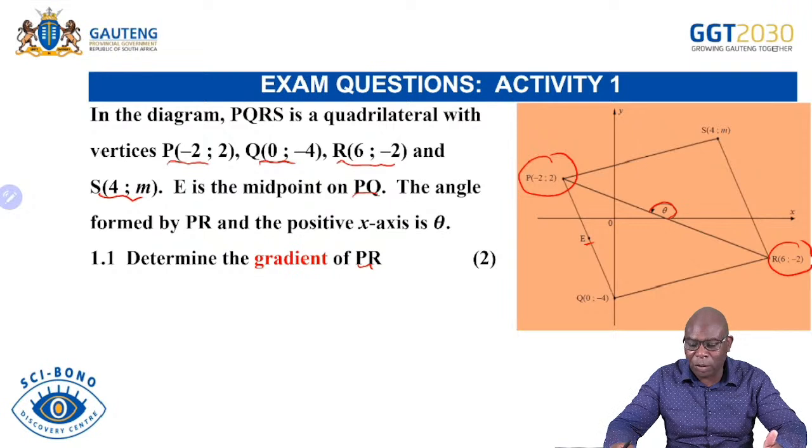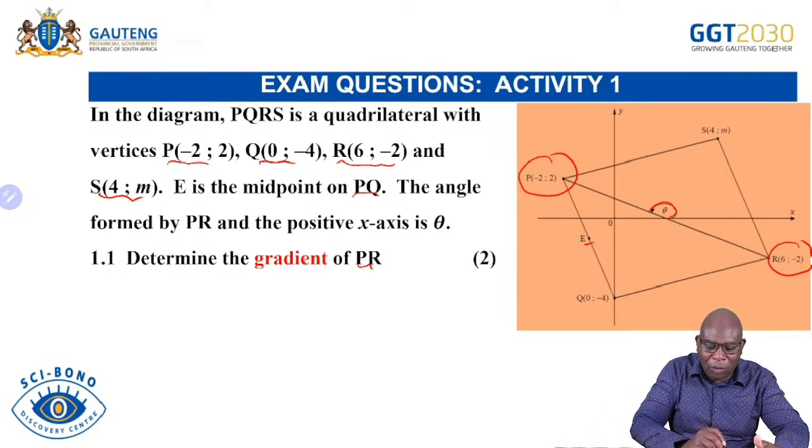P is given there, -2 and 2. R is given at 6 and -2. I just need to substitute it into my formula. There is no way that I can get 0 on this question. I must get it right because the formula is there and the points are there. I just need to substitute and get to the correct answer, and make sure that you substitute correctly. So how am I going to substitute? I'm going to say the gradient of PR equals, remember, the y-coordinate of P minus the y-coordinate of R, and you must copy it correctly, over the x-coordinate of P minus the x-coordinate of R.